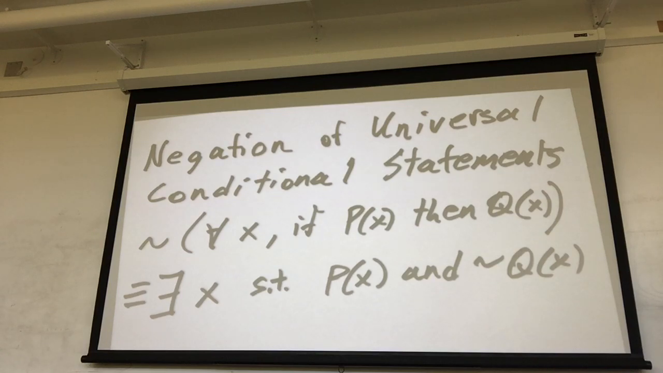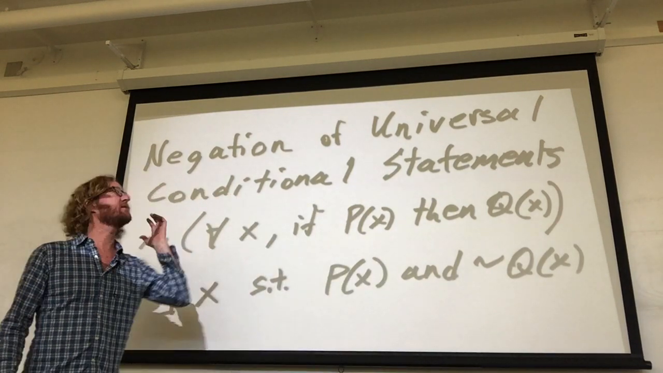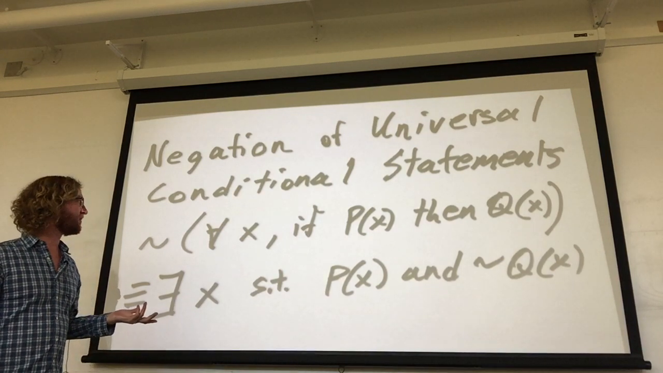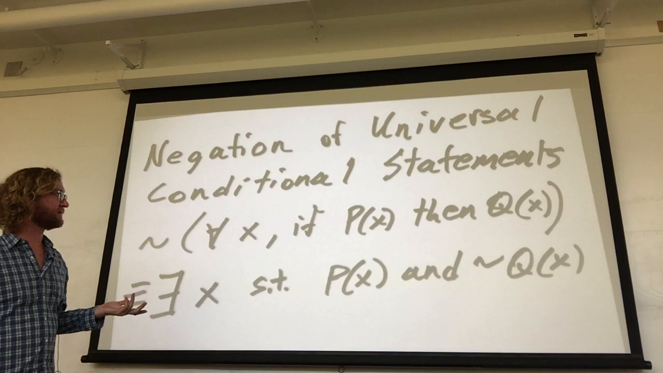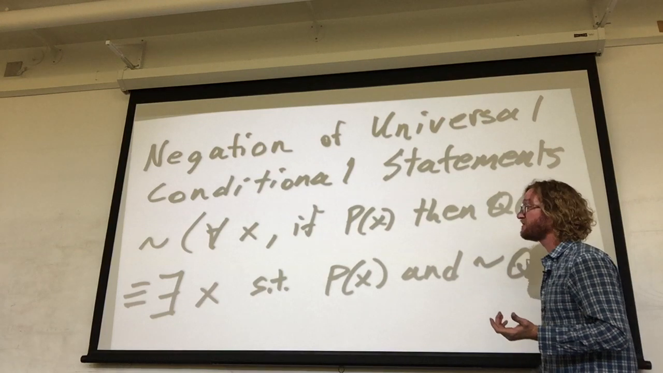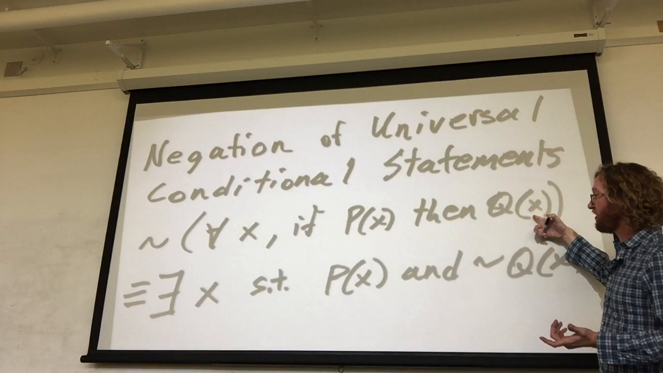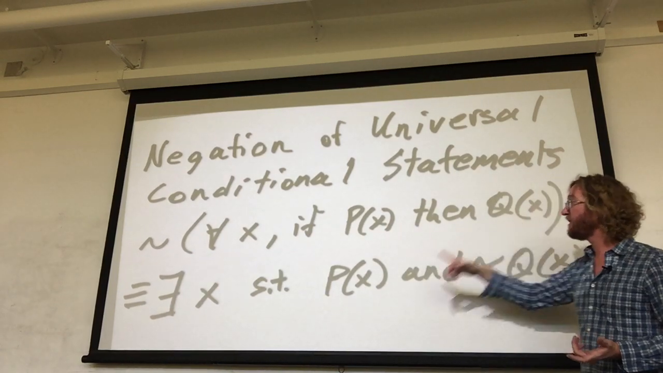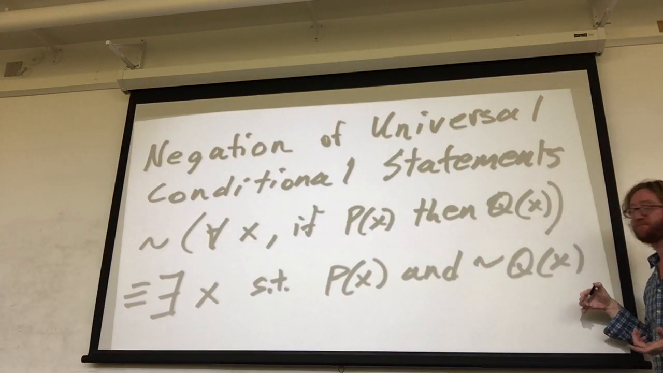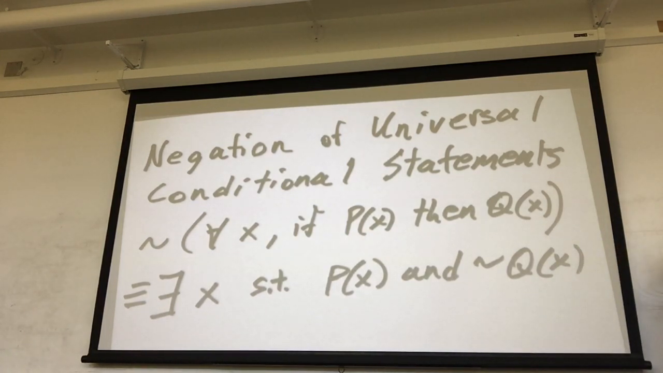Okay, so let's think about this logically. Look at the inner side of the parentheses: this statement is saying, for every x, if p of x, then q of x. We want the negation of this statement. So the negation would be that there actually exists some x such that this statement is not true. To make it not true, you would have p of x being true and q of x not being true. Some of these get into kind of strange logical arguments, but let's look at one.